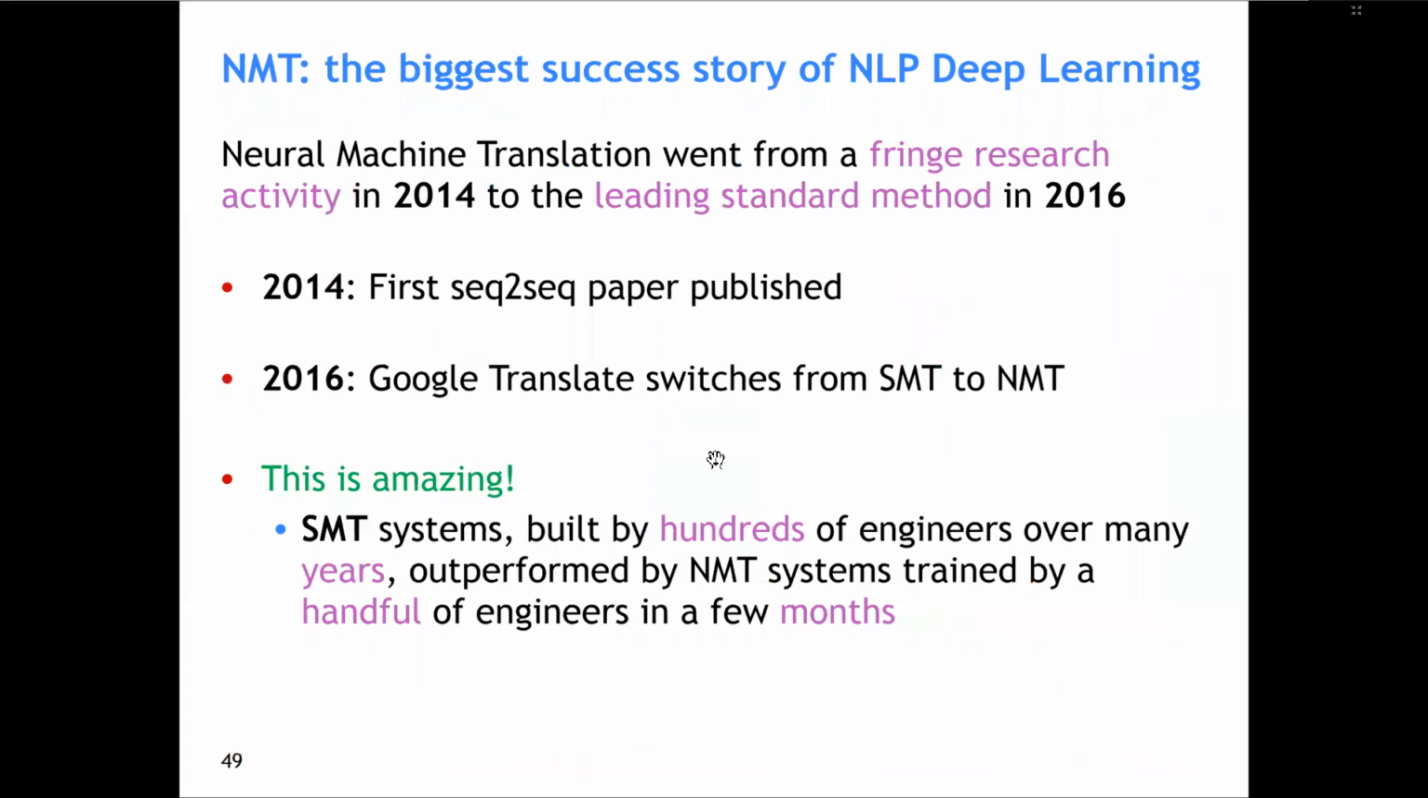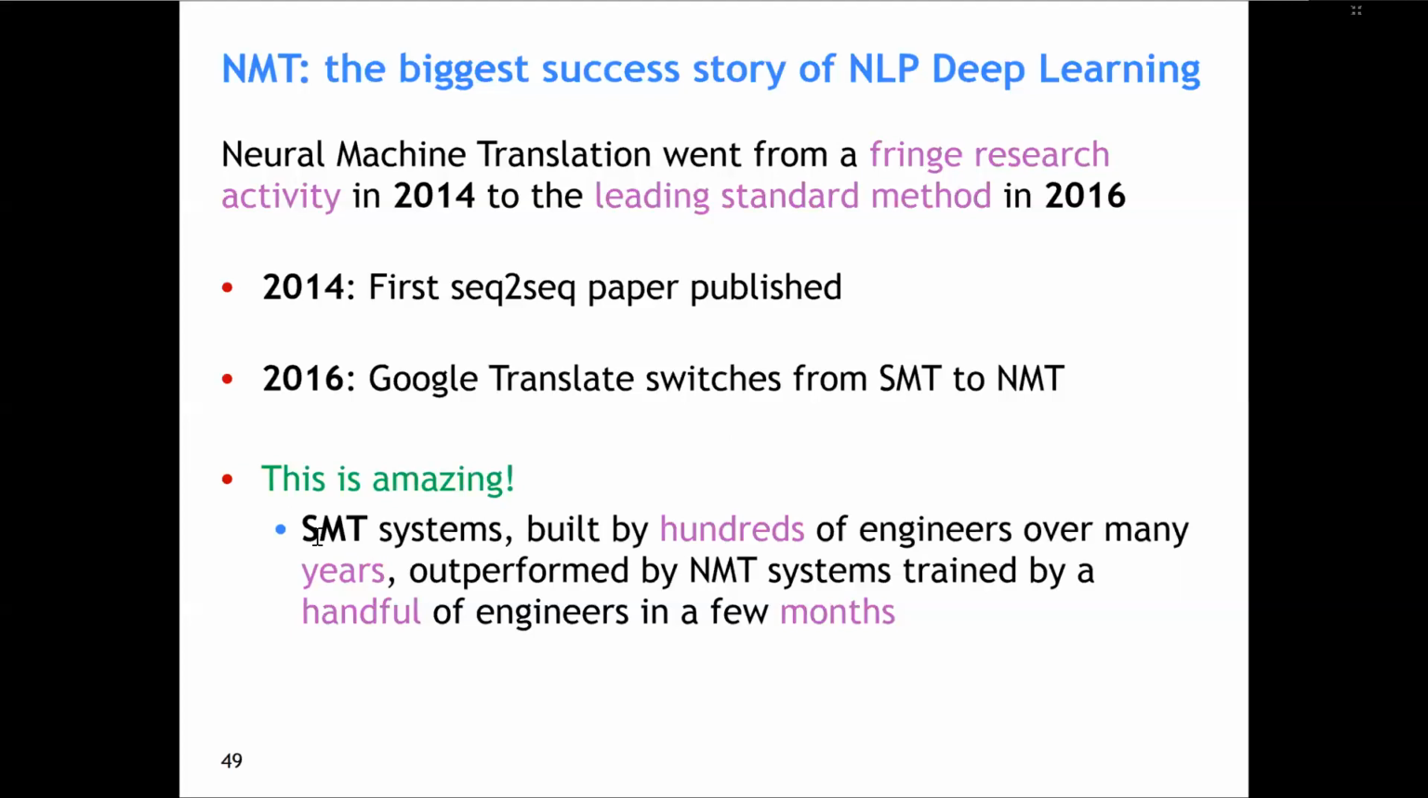Neural machine translation is the biggest success of NLP deep learning because it went so quickly from the first paper published to an industrial solution. 2014, about 6 years ago, was when the first sequence-to-sequence paper was published. Then 2 years later, Google Translate switched from statistical modeling to neural modeling. I think that's really fast for an industrial solution.